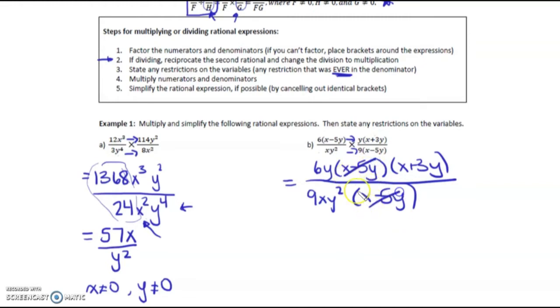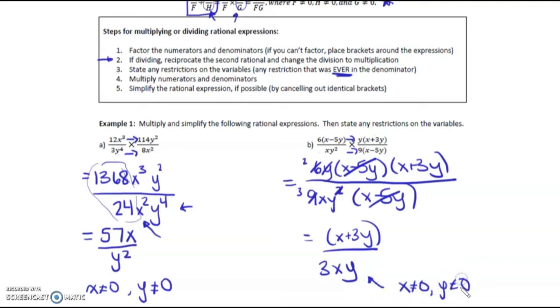Okay, so these cancel out. 6 divides by 9, and we get 2 over 3. And y cancels on the top, and it cancels one of them on the bottom. So I'm left with x plus 3y over 3xy. Okay, so taking a look at the denominator here, x cannot equal 0 and y cannot equal 0. But there was a different expression in the denominator with variables. So x minus 5y cannot equal 0, and all we do is rearrange that. So x cannot equal 5y.